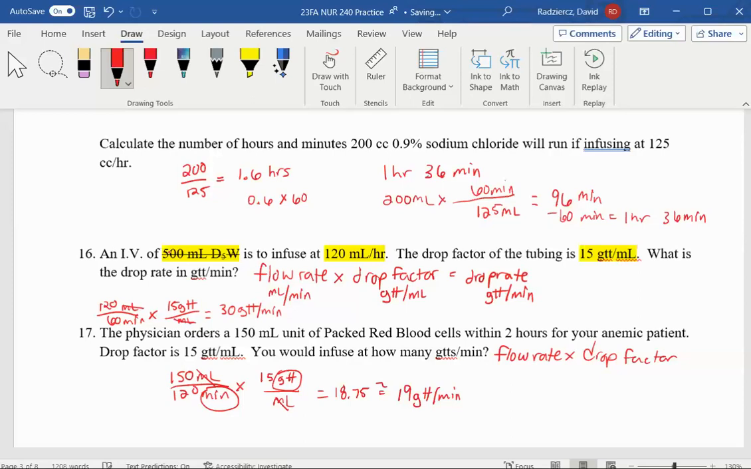And in case you ever run across a question on ATI or NCLEX that says something about microtubing, microtubing has a drop factor of 60, like 60 minutes in an hour, 60 drops per milliliter, just in case you were to see something like that. Thank you. You're welcome.